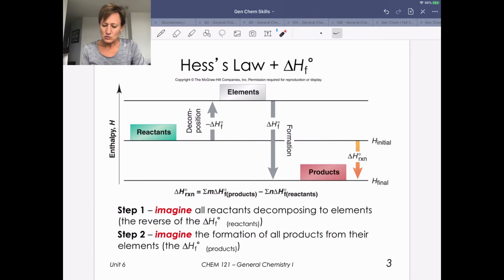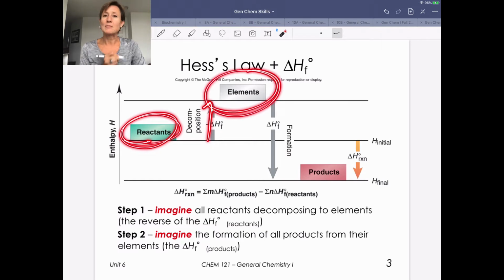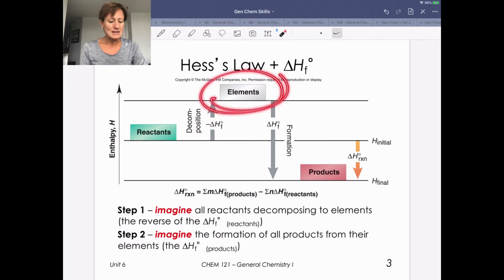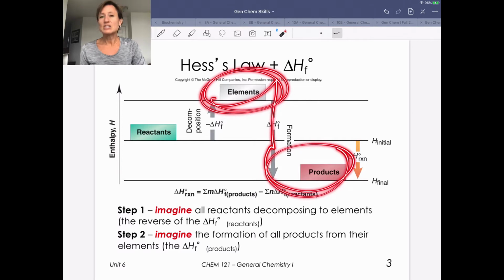The reaction that we're interested in is taking some set of reactants in an initial state and converting them to some set of products in a final state. So we'd like to find out what is the energy change for that process in terms of heat given off, in this case for an exothermic reaction. That's our enthalpy. So what we can do is sort of a mental exercise. We can say, let me imagine taking all of these reactants and decomposing them to their pure elements. And then I'm going to imagine recombining all of those elements into my products.